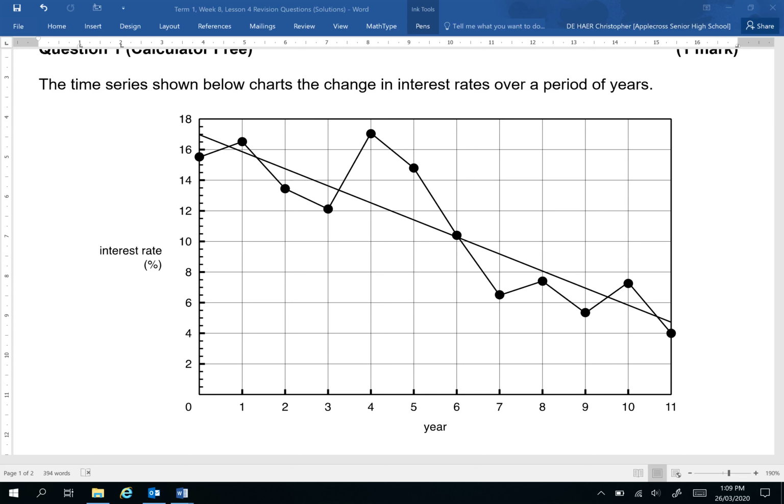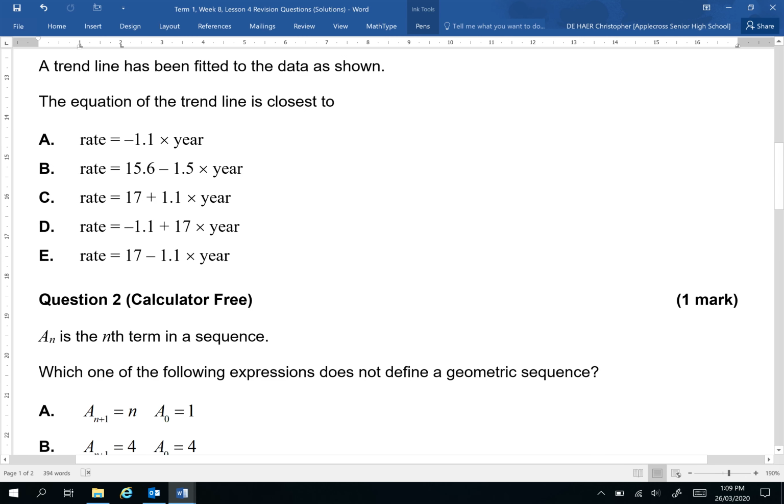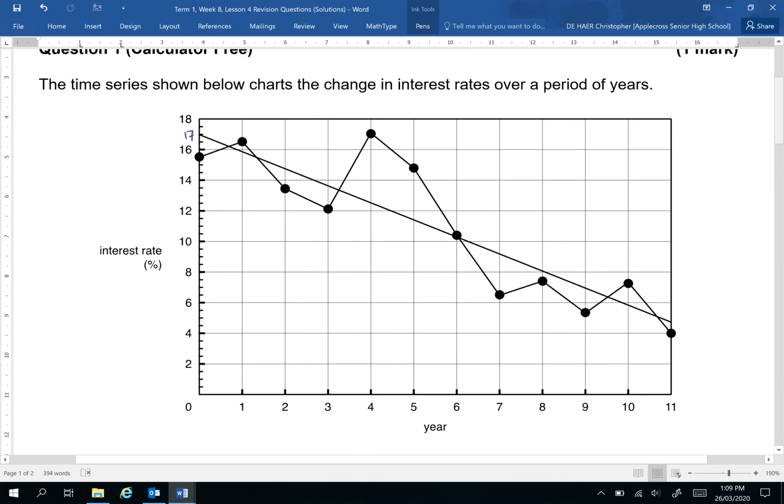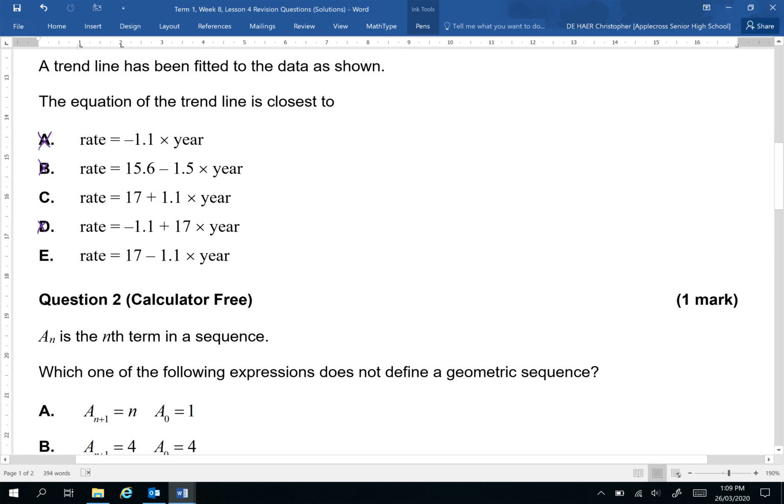Here, the vertical intercept would be 17, making sure we read off the scale correctly. So, out of our options here, that automatically discounts A, B, and D. We also notice that the gradient of that trend line is going to be negative, so that would mean the answer would have to be E.